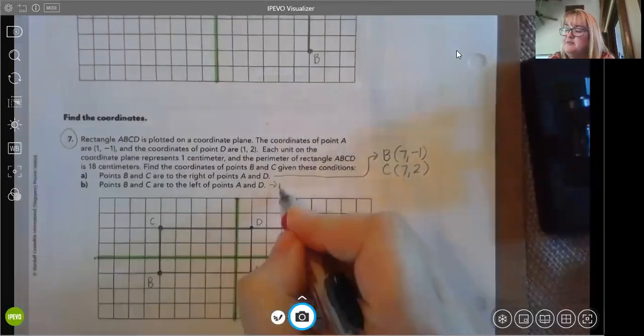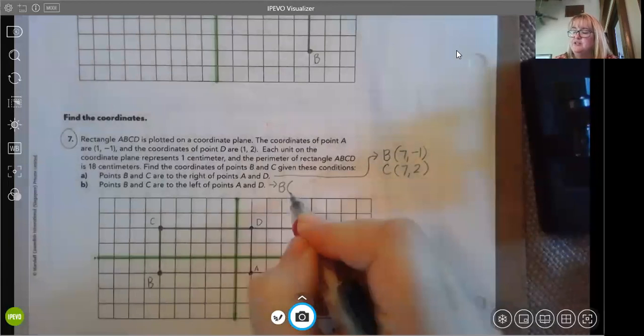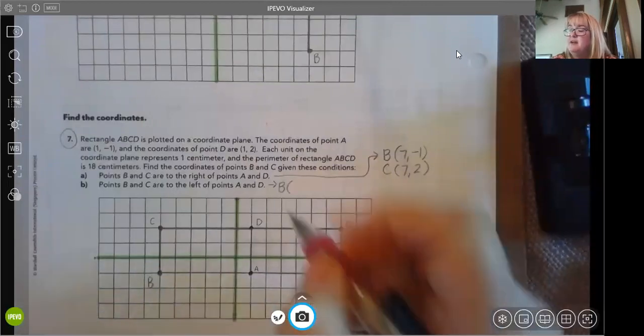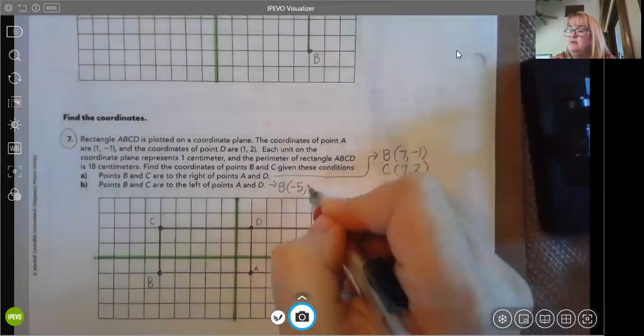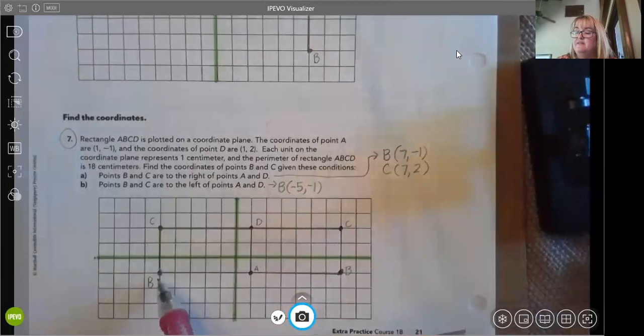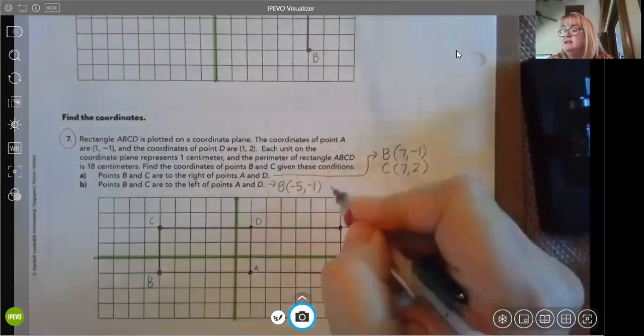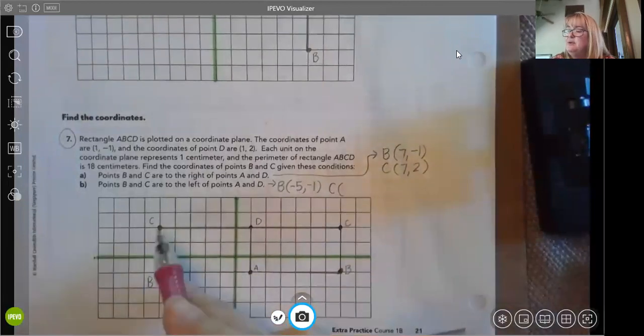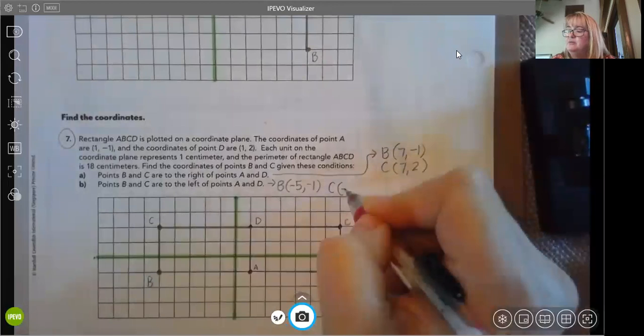So the coordinates of B, we're going to start at the origin. We're going to go back 1, 2, 3, 4, 5. Back 5, down 1. So back 5 would be -5, down 1 would be -1. So in this instance, B is at -5, -1. C, we're going to go back 5, but instead of going down, we're going up 2. So C would be -5 and 2.